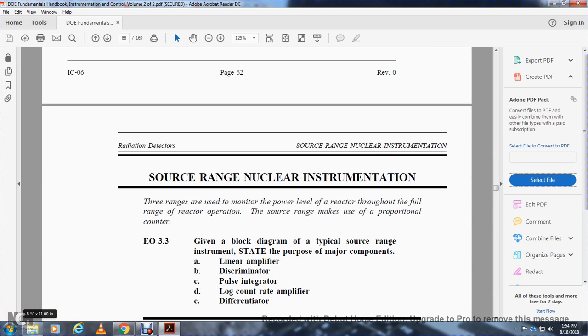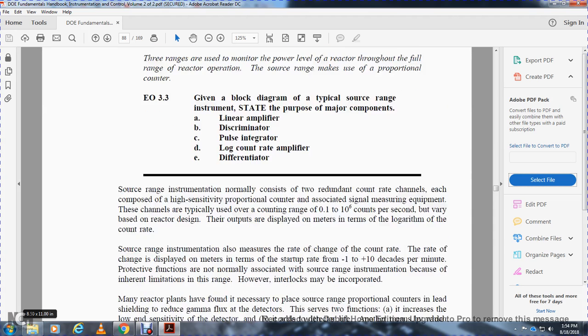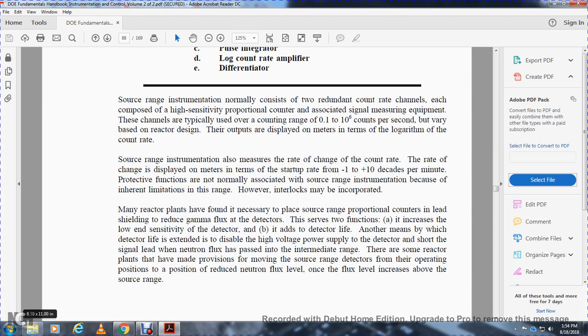Source range nuclear instrumentation. Source range instrumentation normally consists of two redundant channels with highly sensitive proportional counters and associated signal measuring equipment, typically covering a count range of 1 to 10^6 counts per second, varying based on reactor design. The output is displayed on a meter in terms of logarithmic count rate.